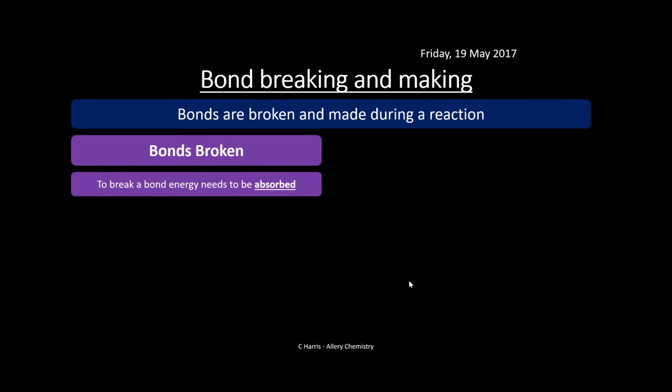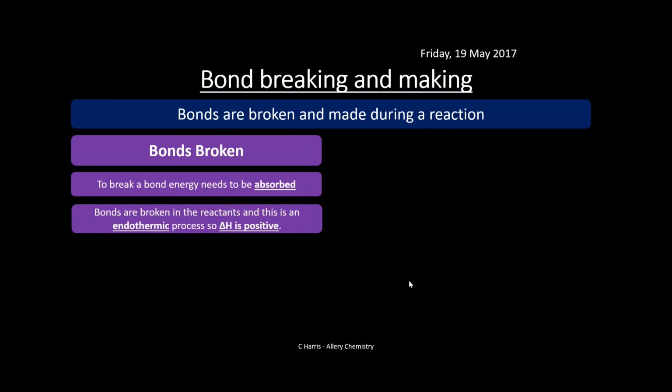Okay, so bond breaking and bond making. Bonds are broken and they are made during a reaction. So when bonds are broken, we need to put energy in to break these bonds, and so we say that the energy needs to be absorbed by the molecule. Bonds are broken in the reactants. This is an endothermic process. Energy is needed, so delta H is going to be positive for this particular process.